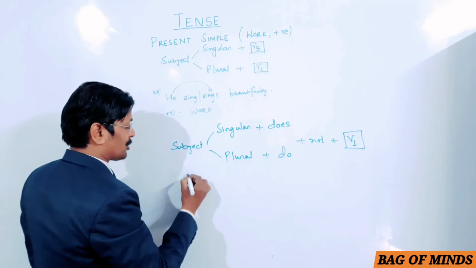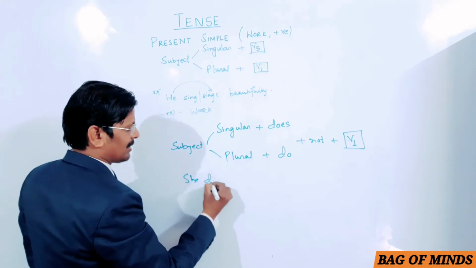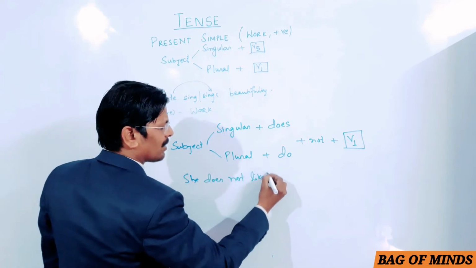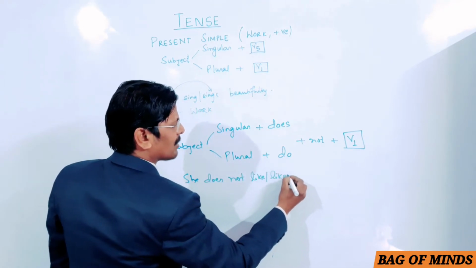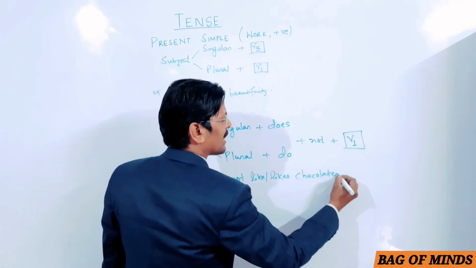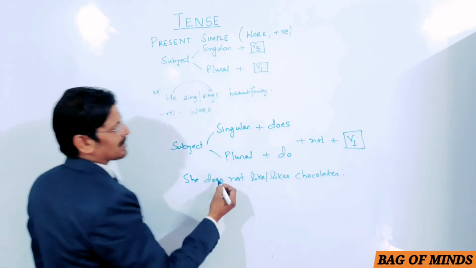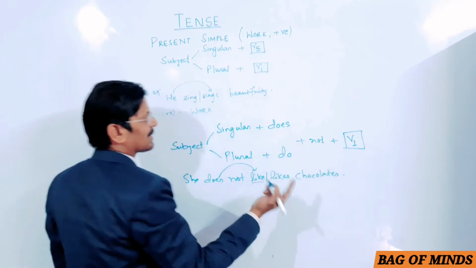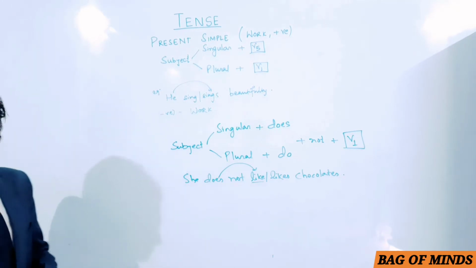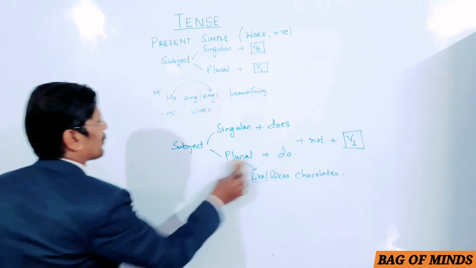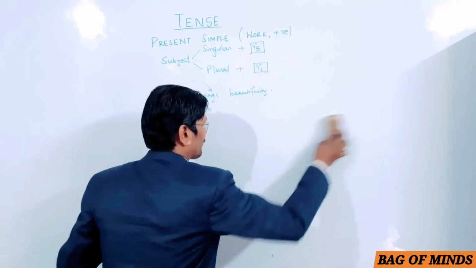So if somebody says, let's say she does not like or likes chocolates. Normally everybody does. So here she does, so my verb should be V1, which is like, not likes. Let's move to the next part here. I hope present simple, work, positive and negative is clear to all my viewers.